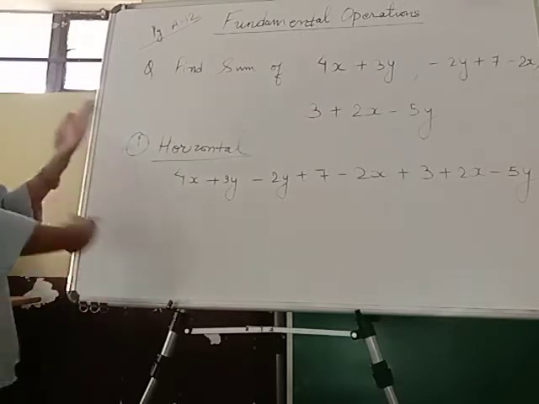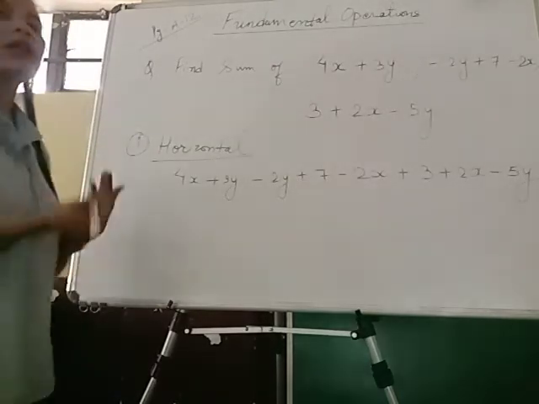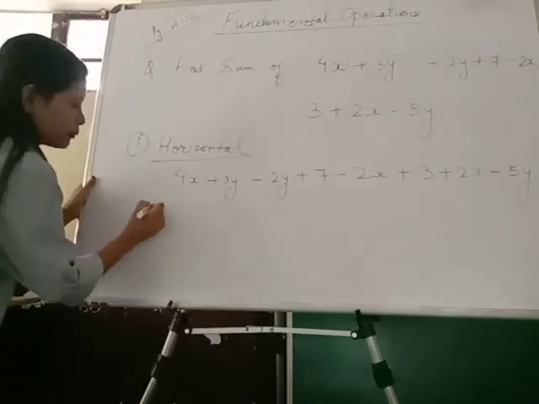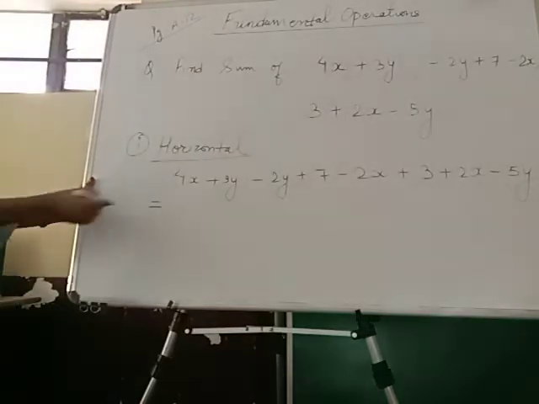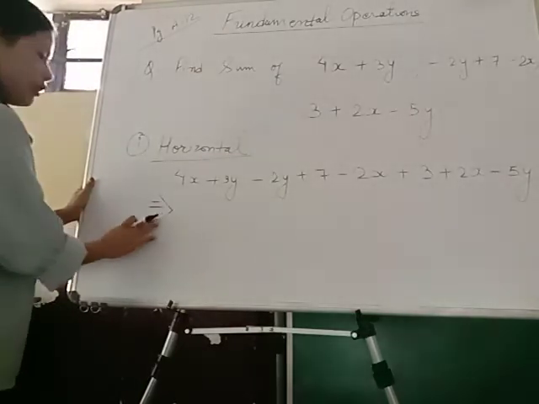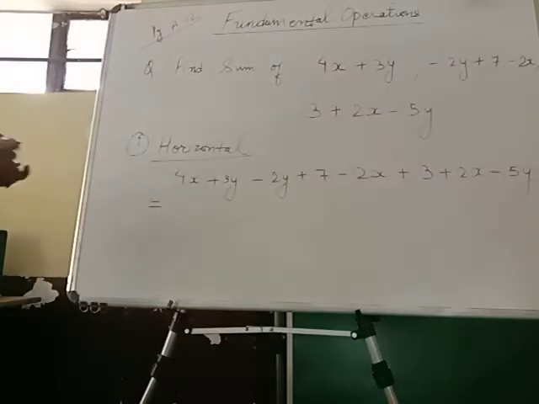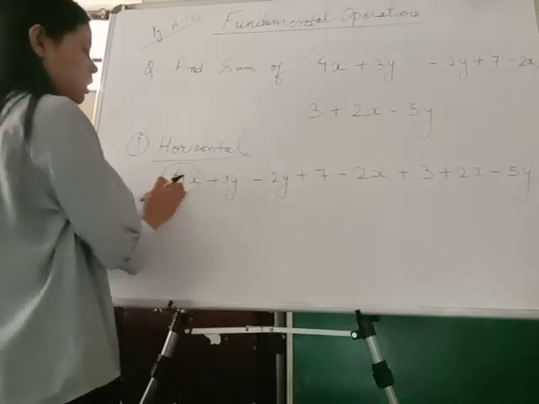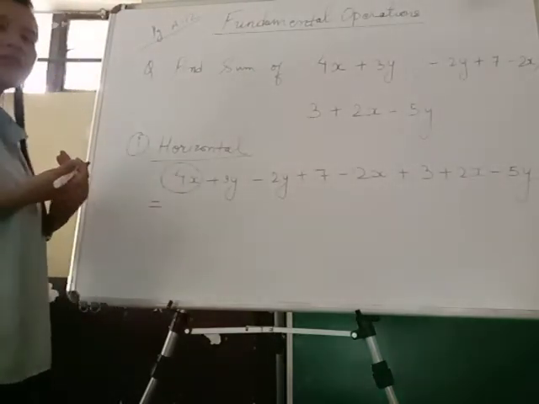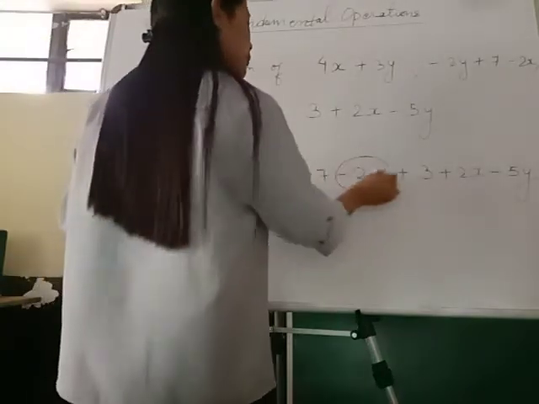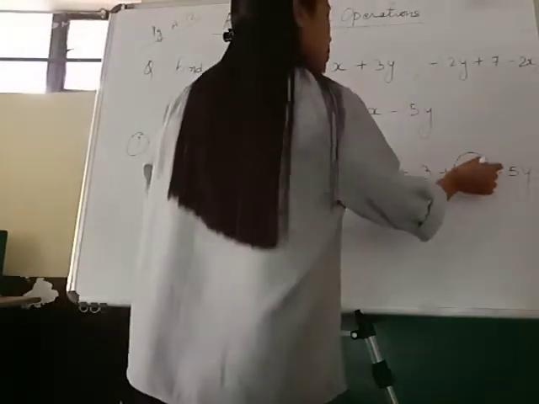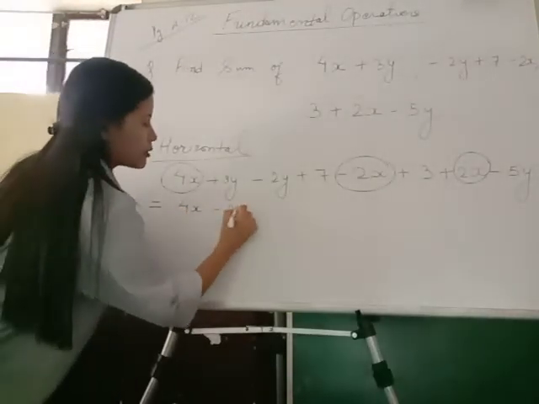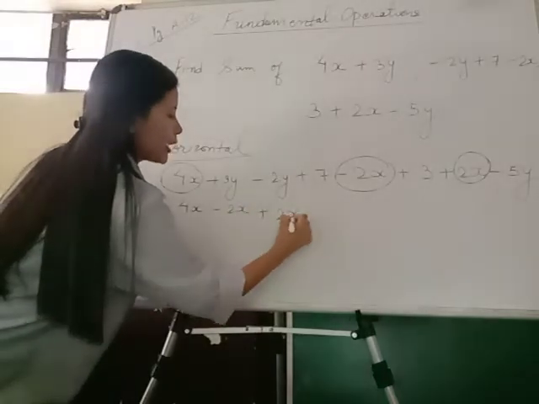Okay. Now our second step would be combining all the like terms together. So when we move from this step to this step, we will write equal to sign here. Okay. Please do not make a mistake of writing this symbol. Okay. So the first term we have here is 4x. So we'll find the like term to this. So like terms are those terms which have the same variable. So we have 2x here, sorry, minus 2x here and 2x here. So we write all this together, 4x minus 2x plus 2x.